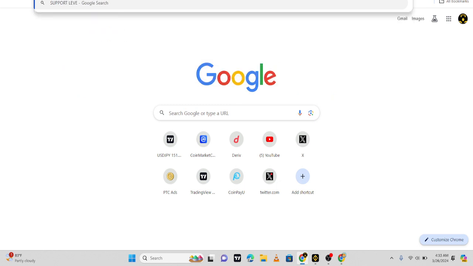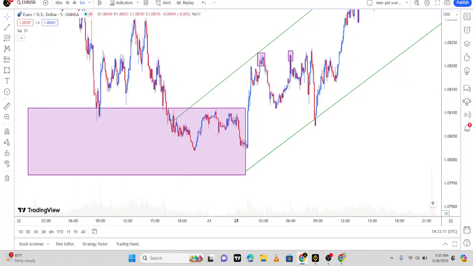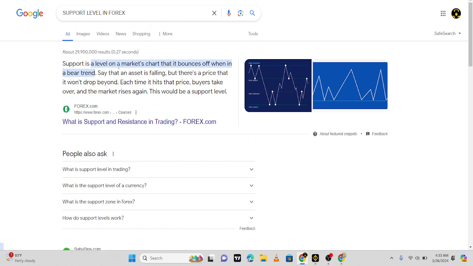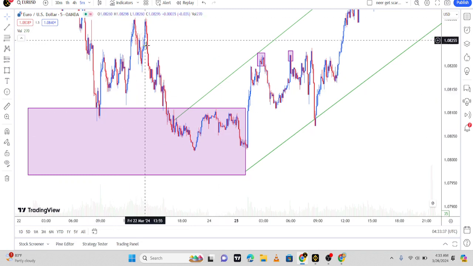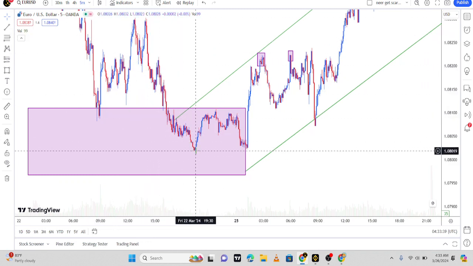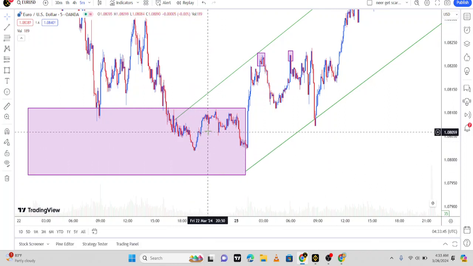Let's check on Google so we understand more. If a market is falling down and you see anywhere it reverses back, that's the support. So let's see what they say. Support is a level on a market chart that it bounces off when in a bear trend. What this means is that wherever you see the market coming down and bouncing up, that's a reversal. So a bounce up is in the form of a reversal.